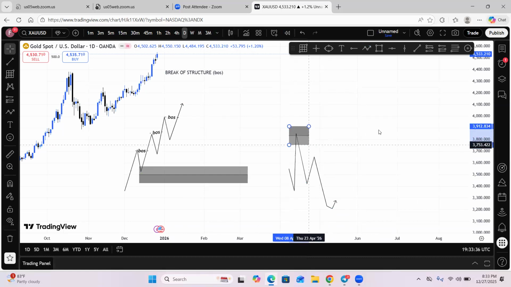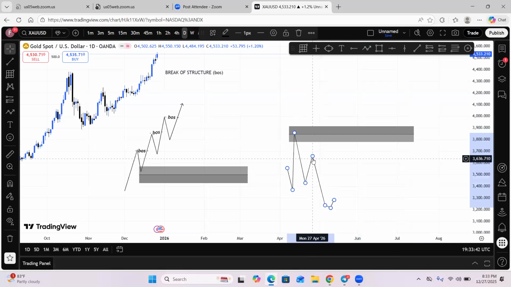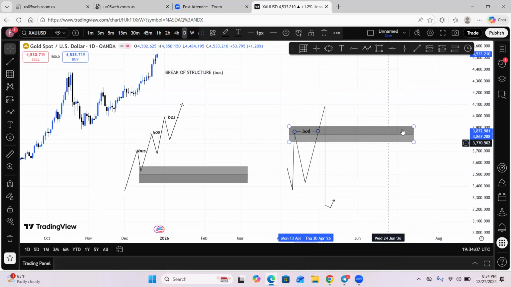You see this level now. Based on our strategy, we expect price to come back to tap into that level and sell, but price did not tap into it. It just continued going down. We expect price to come back to that level. So this level now is a supply zone. So when price breaks this level, a key level, it is presenting to us a break of structure. Do you understand me?